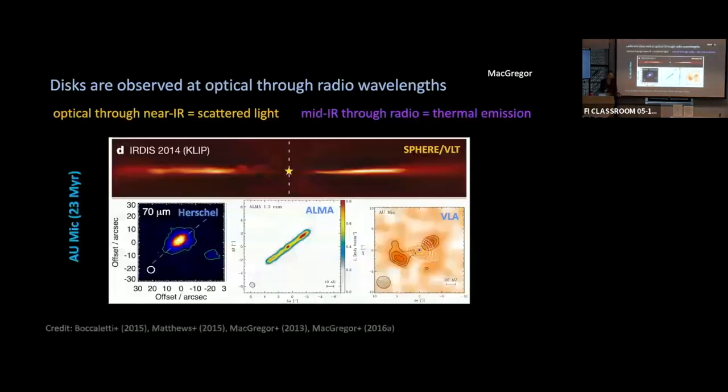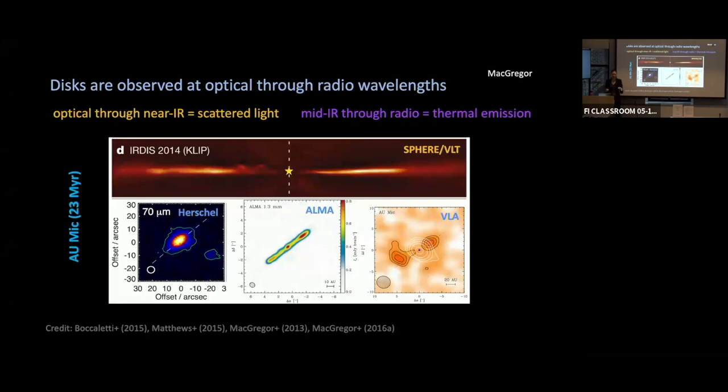So we can observe planet-forming disks at any wavelength. And depending upon the wavelength we pick, we're actually looking at different emission mechanisms and different sized particles in the disk. So when we look in the optical and the near IR, we're actually seeing scattering. So this is light scattering off of roughly micron-sized particles in the disk. When we move to longer wavelengths, to the mid-IR, the IR, out into the millimeter and the radio, now we're actually seeing thermal emission from larger size grains. And roughly the wavelength of light is the size of grain we're looking at.